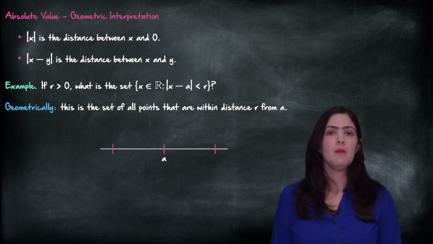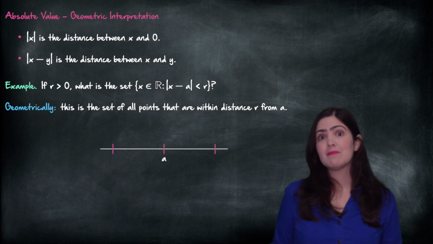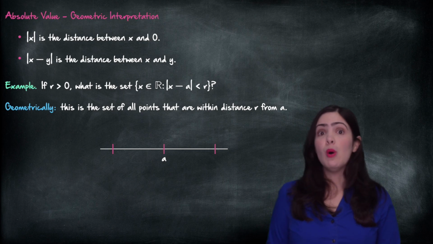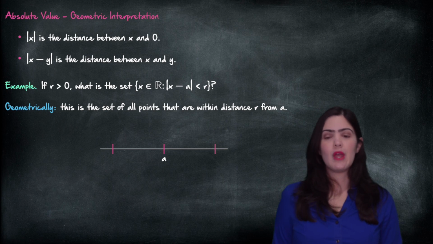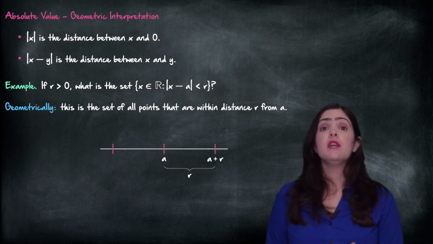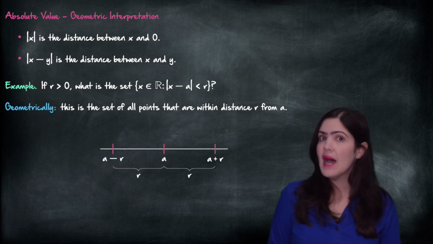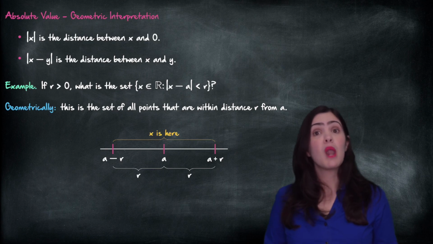And here we have an example. If r is a positive number, then what is the set of real numbers x such that the absolute value of x minus a is less than r? Well, geometrically, this is the set of all points that are within distance r from a. So here is a picture. We have the real line, we have the point a. If I move r units to the right, I will be landing at the point a plus r. If I move r units to the left, then I will be at the point a minus r. So then x would be living here. x would be anywhere between a minus r and a plus r.